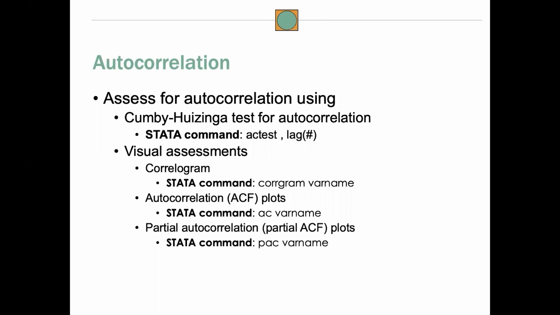And we'll specify the number of lags we want Stata to give us. If we specify 12, it will show us the output for 12 lags and so on and so forth. For visual assessments, you can run either the correlogram, the autocorrelation plots, or the partial autocorrelation plots. The correlogram gives you both the autocorrelation plots as well as the partial autocorrelation plots. But if you want to see the ACF or the partial ACFs on their own, there are commands to do that as well. And for this analysis, we're focusing mainly on the Huizinga test for autocorrelation.